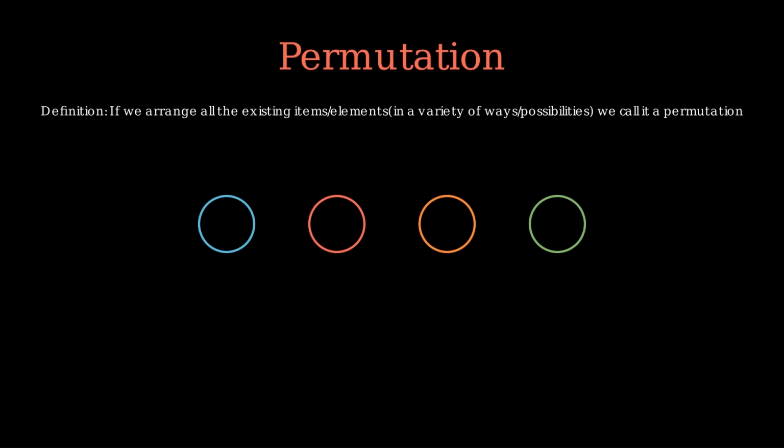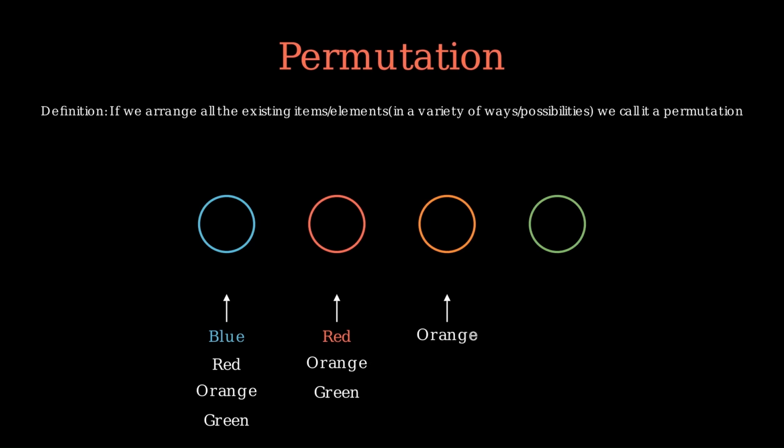Let's start with the first circle on the left. This circle can be blue, red, orange, or green, so 4 possibilities. Let's go through one scenario together in which the first circle is blue. Now that means, coming to the second circle, it can only be red, orange, or green, since blue is already taken. Let's say it is red. That means the third circle can only be orange or green. If we say that it is orange, the last circle can and only will be green. Now this is one possible arrangement out of many.